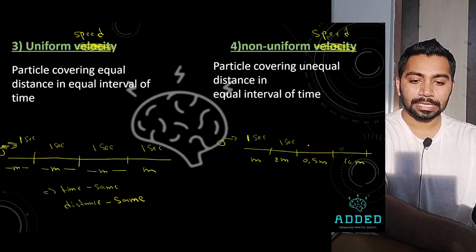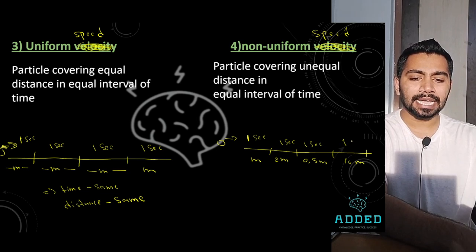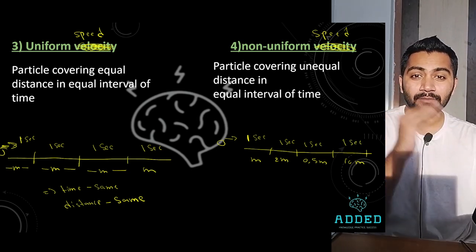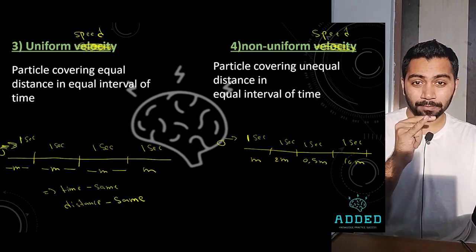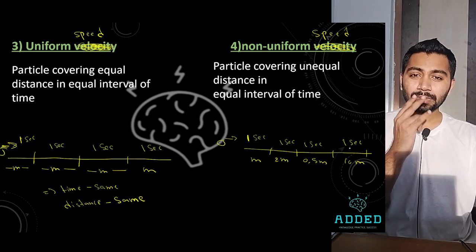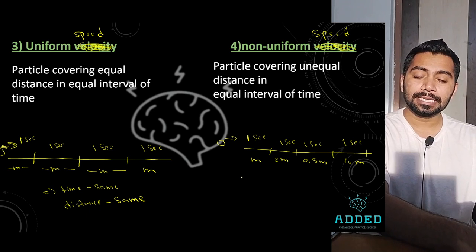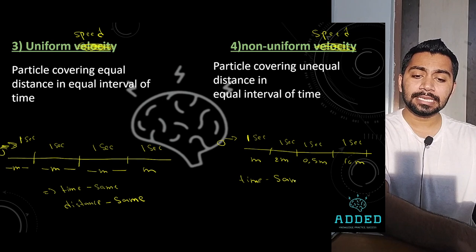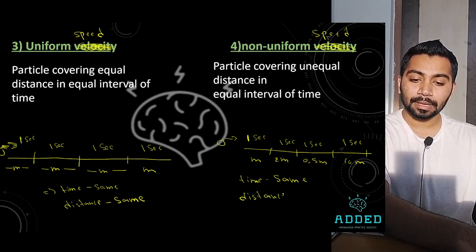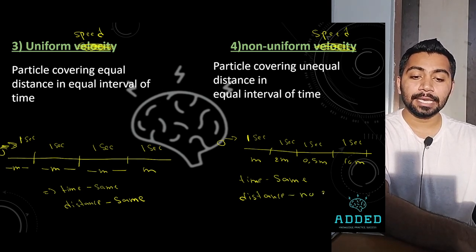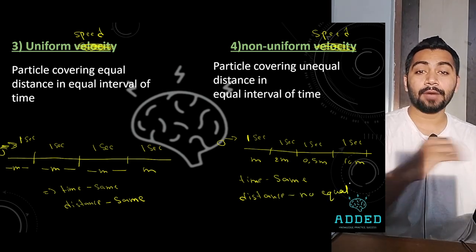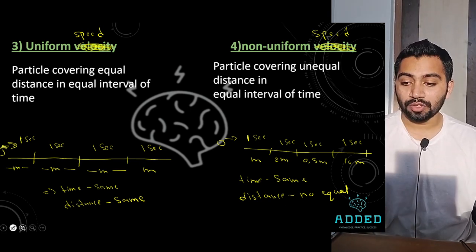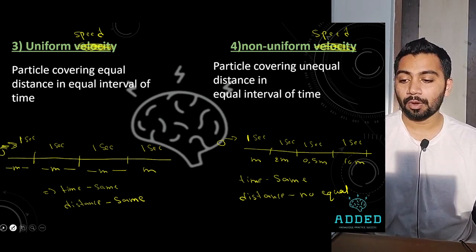Once again, 1 second, 1 second, 1 second. See here, time is the same, 1 second each, but distance is 1 meter, 2 meters, 0.5 meters, 10 meters. So you can say time is the same, but distance is not equal. This is called non-uniform speed. Okay, clear. Can I move? Okay.